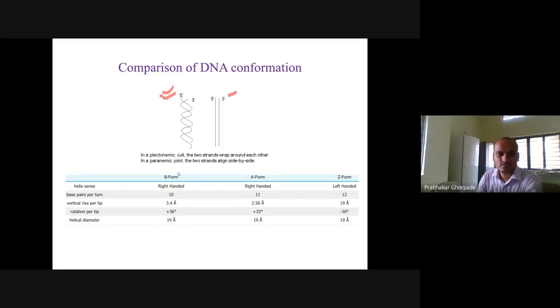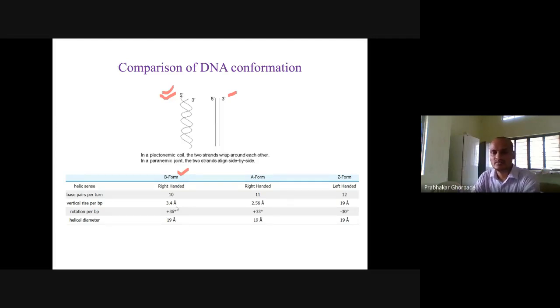Usually we have the B form of DNA, which is a right-handed structure. The base pairs are around 10 base pairs per turn. Vertical rise is 3.4 angstrom, so each base pair has a distance of 3.4 angstrom from the next. Rotation per base is 36 degrees, and the helical diameter is 19 angstrom. The A form of DNA is again right-handed. Base pairs per turn are 11. Vertical rise is 2.56 angstrom, the rotation per base is plus 33 degrees, and the helical diameter is 19 angstrom.